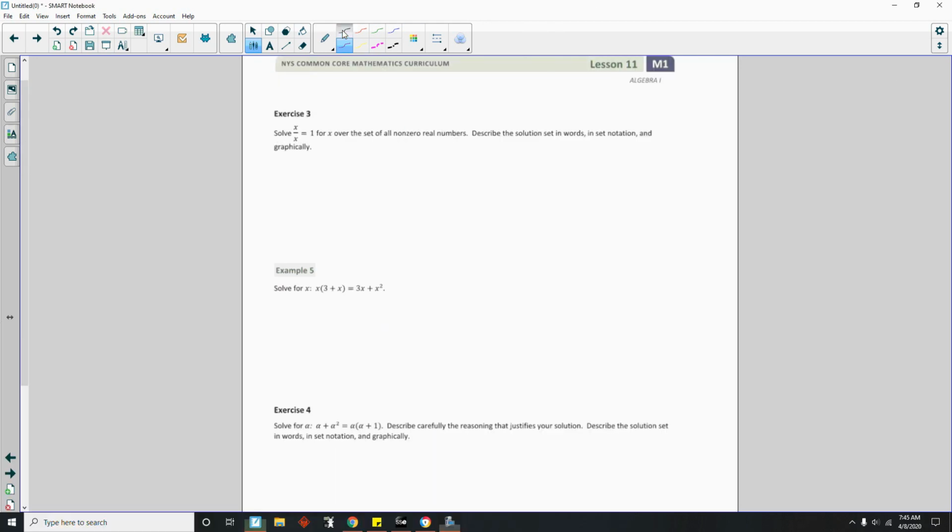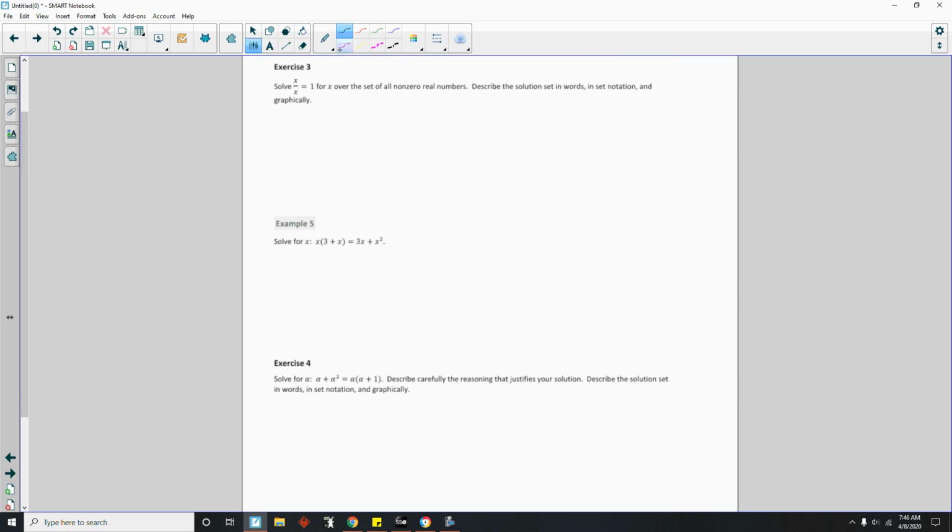Okay, page 5 brings us to exercise 3. Pause the video, see if you can do this. And here we go. Exercise 3 says, solve x divided by x equals 1 for x over the set of all non-zero real numbers. Okay, so there's our restriction on our domain. All reals, not including 0. Describe the solution set in words, in set notation, and graphically. Okay, so in this case, they eliminated the only solution that is not true.